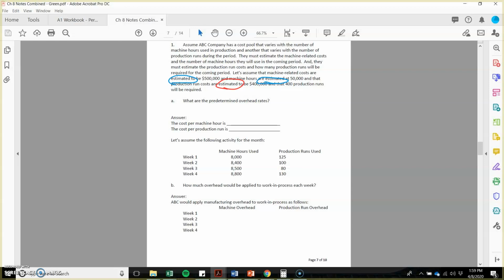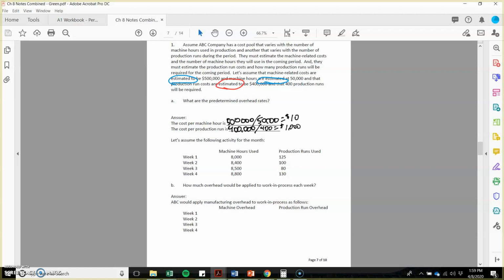So if I'm taking a look at the cost per machine hour, I'm going to take that $500,000 and divide by the 50,000 estimated hours that I've got there, and we'll see that I'm estimating each hour is $10. Is that 100% correct? Probably not, but that's okay. And the next estimate then is production run. Well, I'm estimating the $400,000. This is how I'm going to get my applied rate. And I'm estimating 400 production runs, so my estimated applied rate is $1,000 per production run.